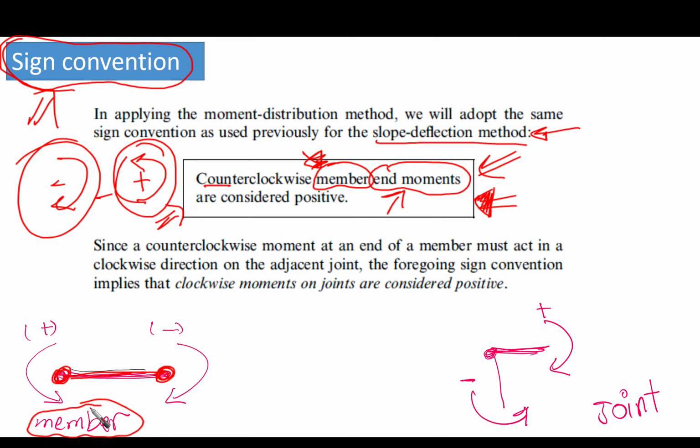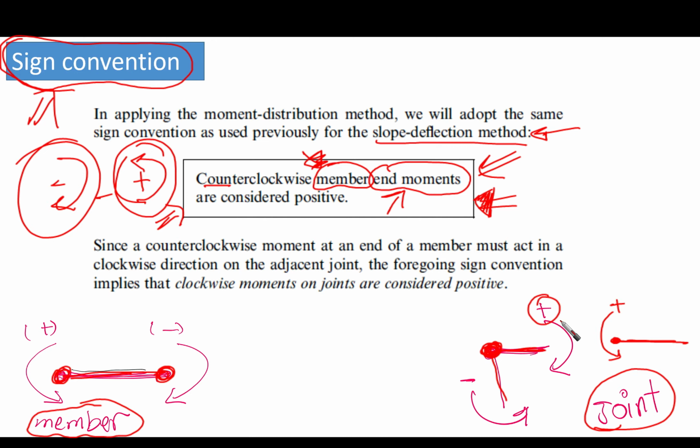Okay, so this is again for the member. But in many cases, we are going to encounter moments on joints. So what should we do in this case? Let's look at the case where we have joints. If we have a joint like this, the sign convention is going to be the opposite of the member. So if we consider that there is a member here, for example, we said that this one is going to be positive, right? If it is connected to a joint, this one is going to be positive for the joint.